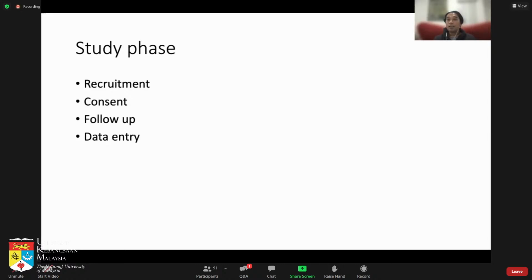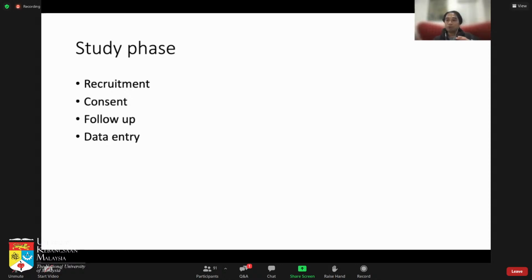And data entry, you have to enter the data. You know, I like to enter data straight away to SPSS. Some of you put it in Excel, you know. But you have to enter the data. You don't only write it down on paper, you know.